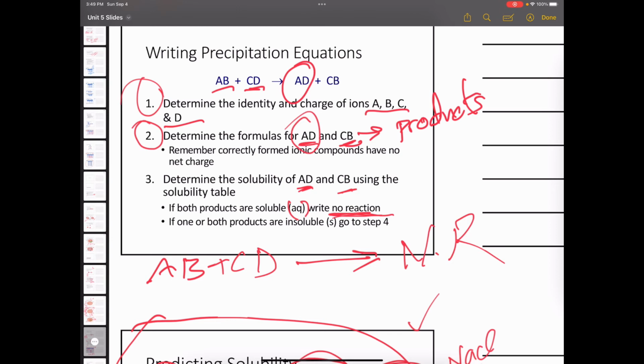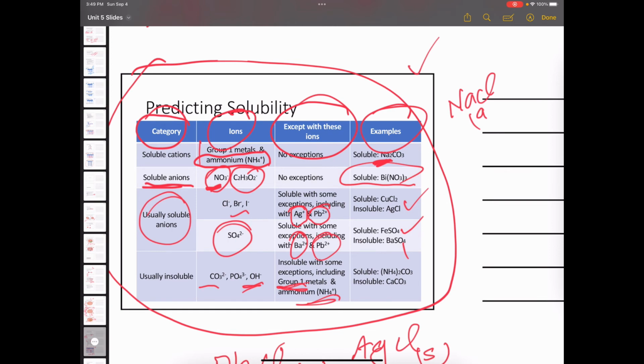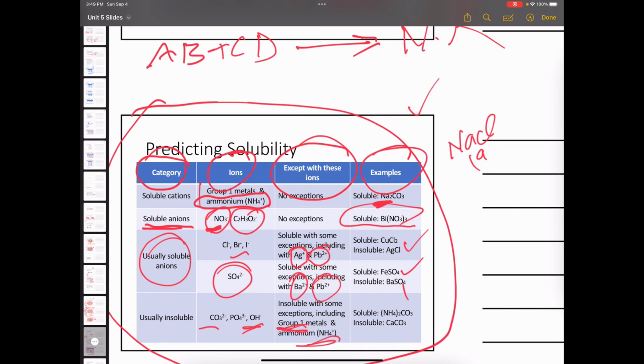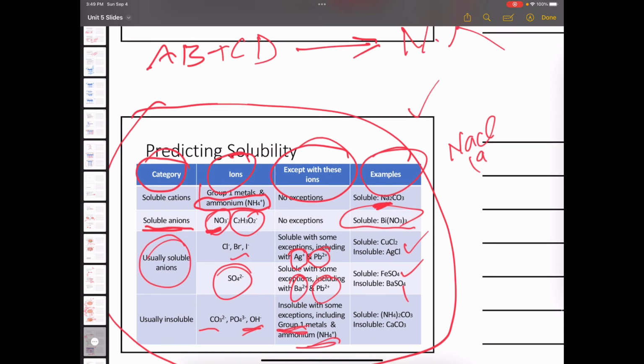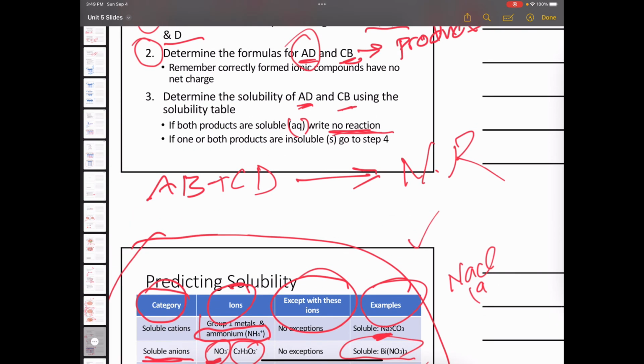How do we know the solubility of my products? This chart right here. When you predict the solubility, it really accepts two outcomes. Either one of the salts is forming a solid material or a precipitate, then we'll talk about step 4 and 5 and beyond that. Or both salts are actually soluble in water. In this case, you will just write no reaction.